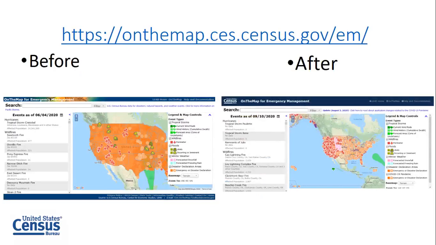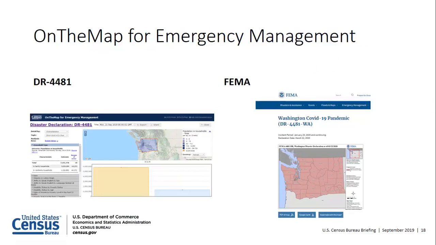So recently, OnTheMap for Emergency Management had a small facelift. Since many of the states were being declared a disaster declaration area due to COVID-19, the blaring orange space was taking over the map shown on the left side. We updated the base to an opaque orange with a choice to click on the type of disaster event the user would like to look at. Using DR 4481, which is a COVID declaration, let's go live to look at the vulnerabilities.